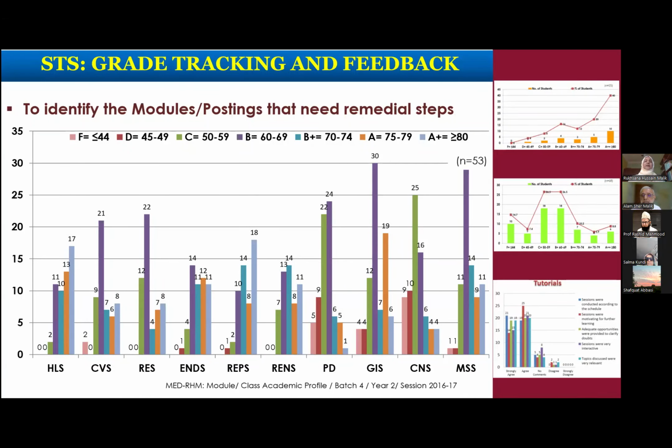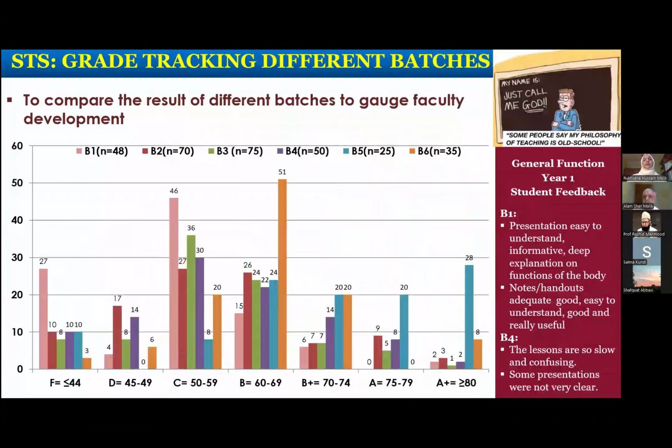Again, this is the grand tracking of the feedback. So for all the modules, how many students failed, how many got B, how many got C. The bars are made and these are shown to the parents if they want to come and see what is happening for the students, how the students are performing.